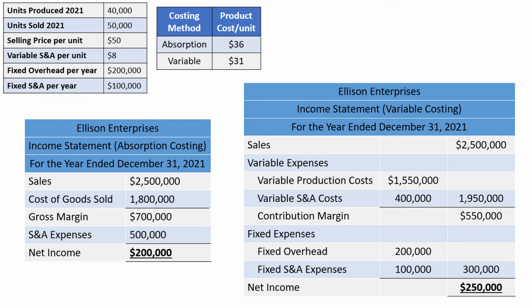The absorption costing income is lower this time because the company is selling more units than it's producing. Fixed overhead costs are expensed when the corresponding units are sold under absorption costing, rather than when incurred, as is the case under variable costing, causing us to have more expenses and therefore lower income under absorption costing.